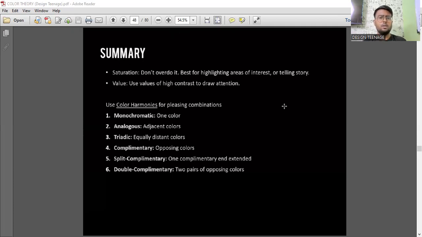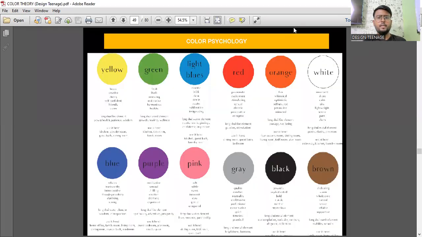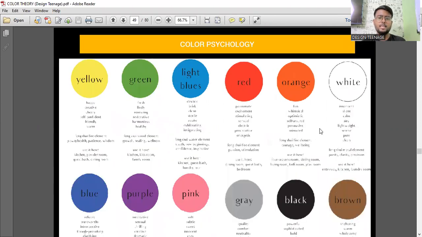Okay. Now we have color psychology. Let's quickly understand what color psychology is. When we see a color, we get some sort of feeling. We use different colors in different places so that we get that kind of vibe or feel at that particular place. Yellow is usually for happy, creative. See, it's kind of joyful. Green is for fresh, lively, nature. Light blue. So different colors are used for different purposes and are indicative of particular things.